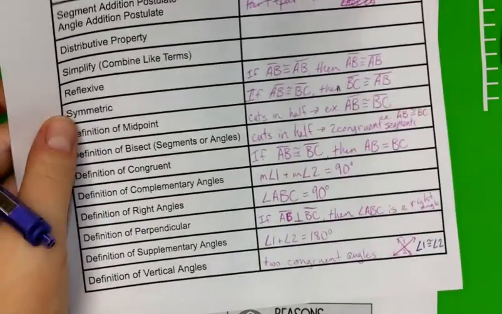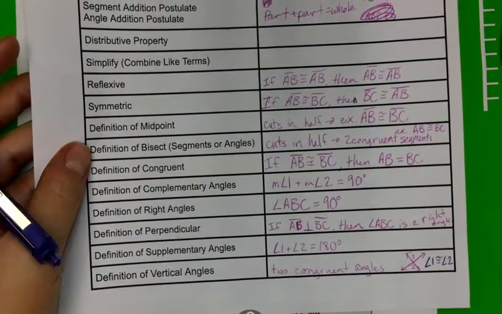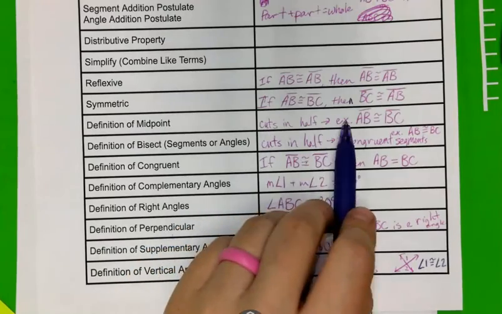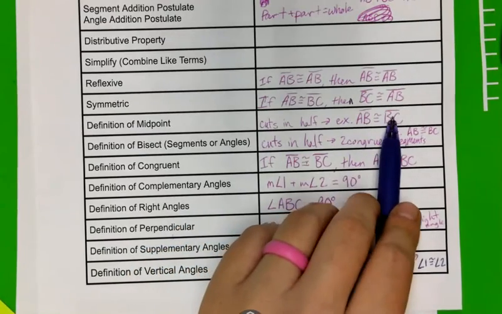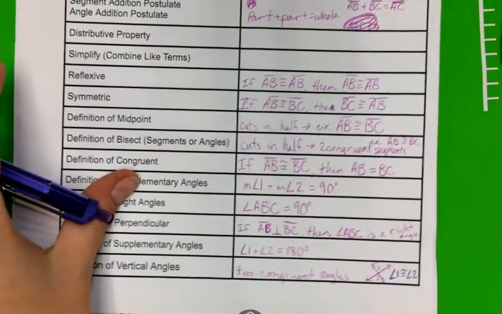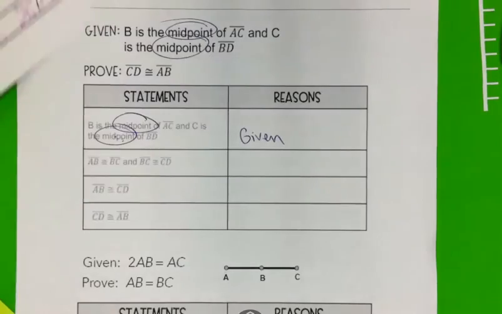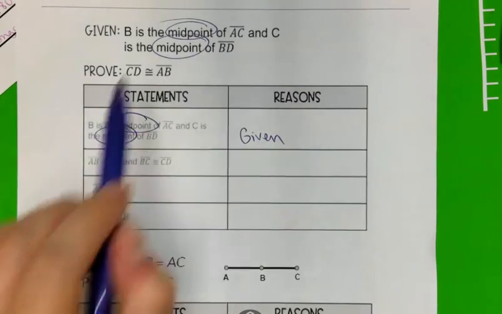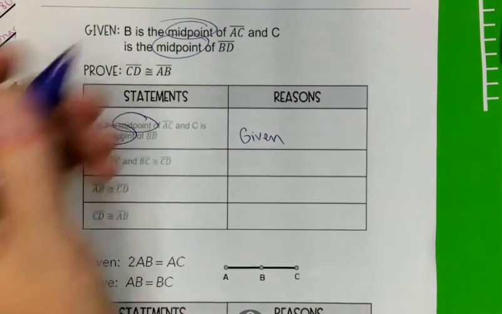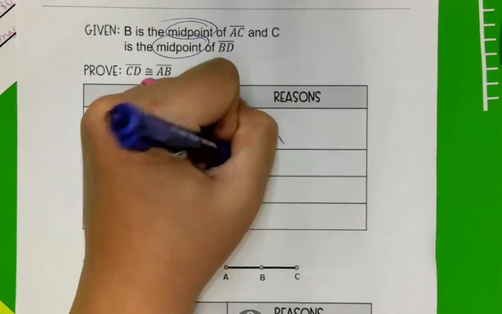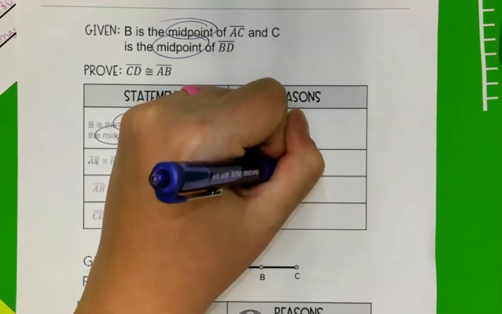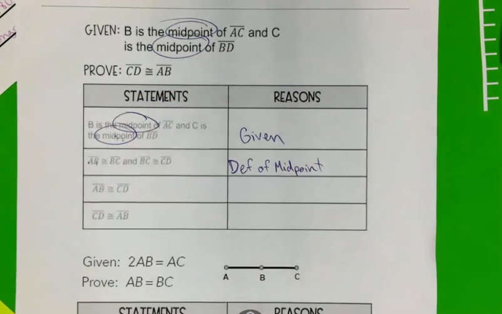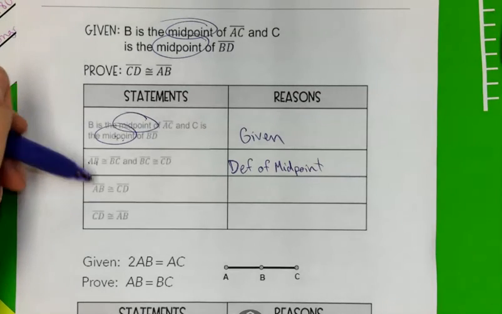So if we look back at definition of midpoint, we have cuts in half, example: AB is congruent to BC. So the reason that is the definition of midpoint is because a midpoint cuts a segment in half. So if B cuts AC in half, AB is going to be the same as BC. So definition of midpoint. Alright, and then going from here to here.